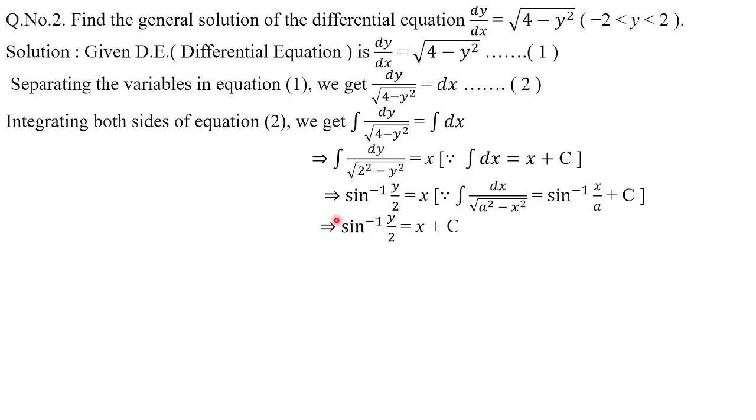Otherwise we can use inverse trigonometric properties here. Sine inverse of y by 2 is there. If you send sine inverse to the RHS, what will you get? Do you remember the inverse trigonometric properties? This implies y by 2 is equal to sine of x plus c.